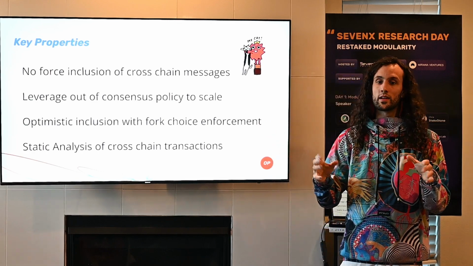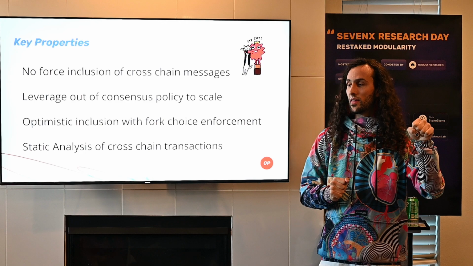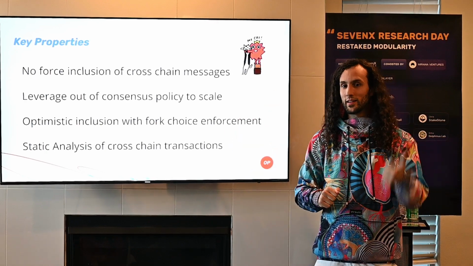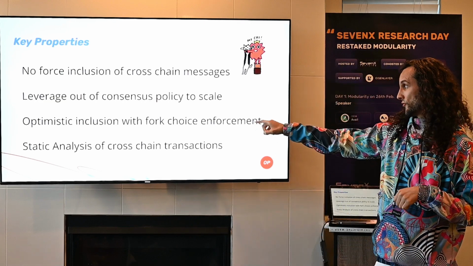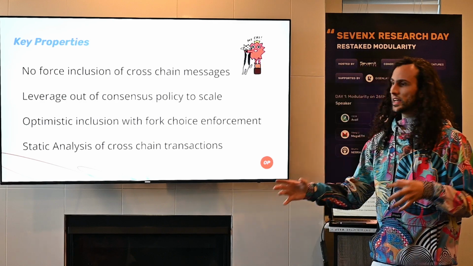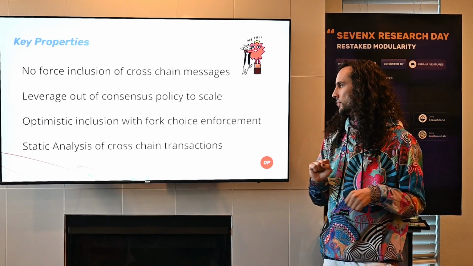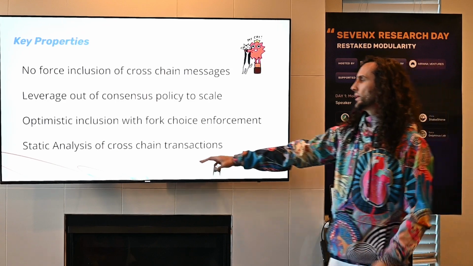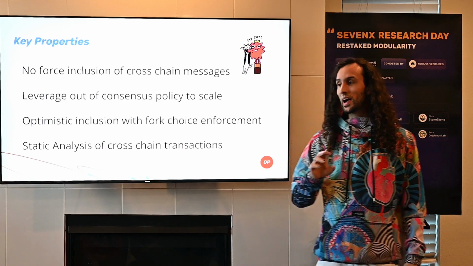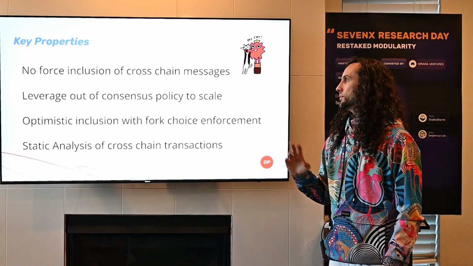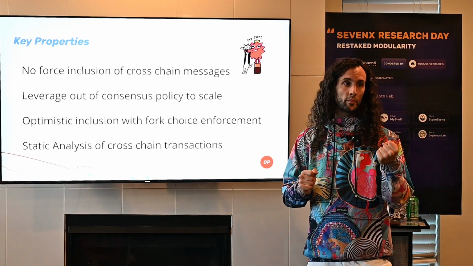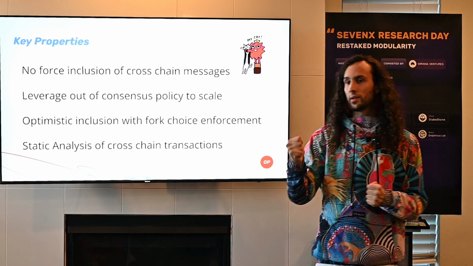So if a block contains any executing messages that don't have a valid initiating message, that's considered an invalid block and gets reorged. Our fork choice enforces this, and the fault proof also enforces this. They're different views into the same problem. Basically, we utilize static analysis of these cross-chain transactions to let the block builders scale and know if an executing message has a valid initiating message.